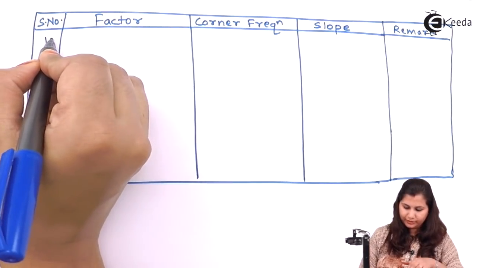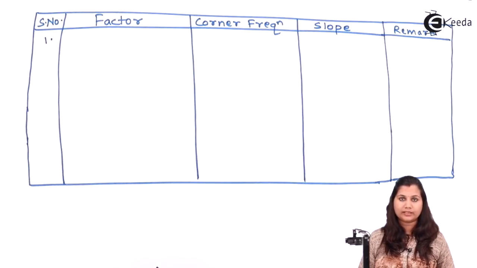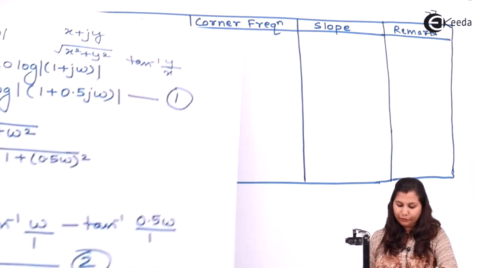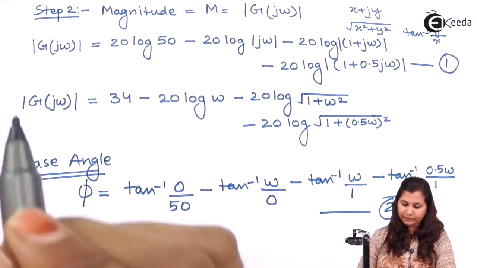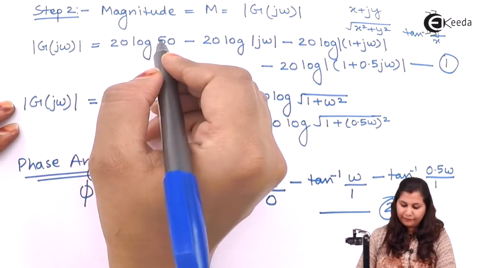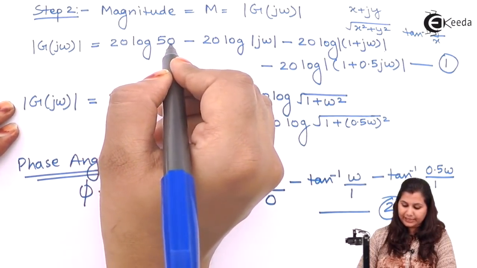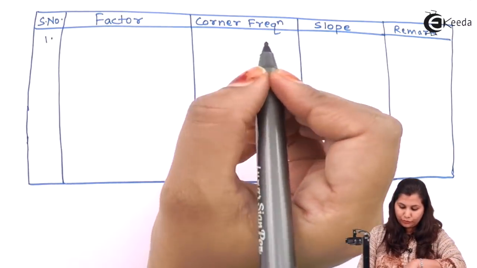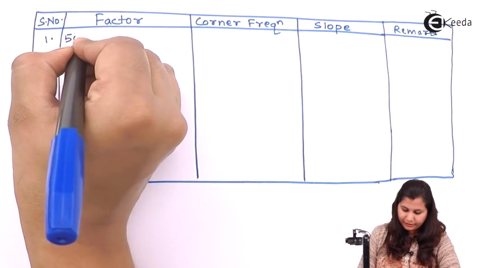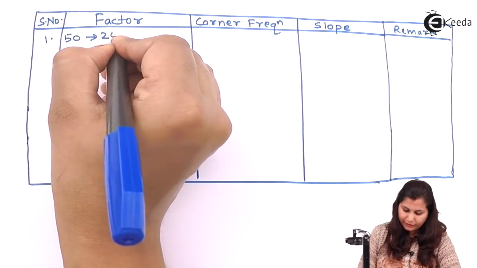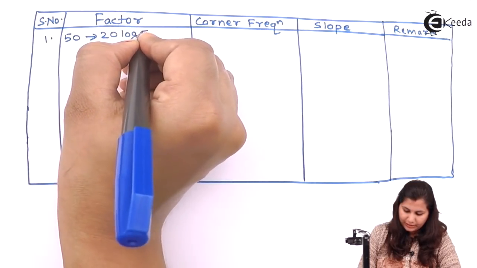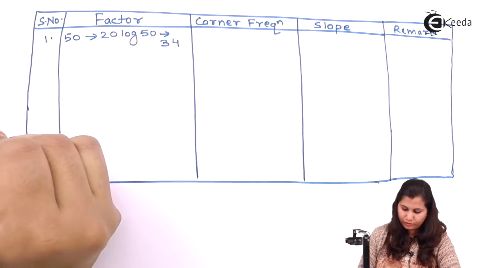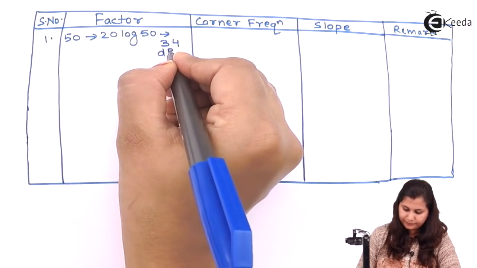So first factor we are having is the constant term, and the constant term is 50. In the magnitude equation you can see that the first term is the constant term 50 and its magnitude is 20 log 50. So first factor is 50, its magnitude is 20 log 50, and its value is coming out to be 34 dBs.